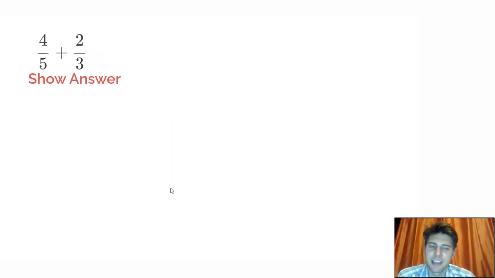Adding fractions. How do you add fractions? Well, you need a common denominator. So we have 4 over 5 plus 2 over 3. What is the least common denominator for 5 and 3?